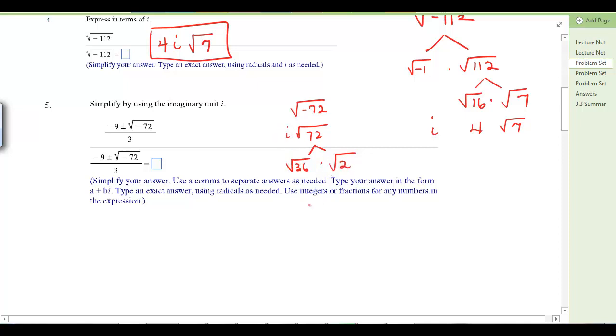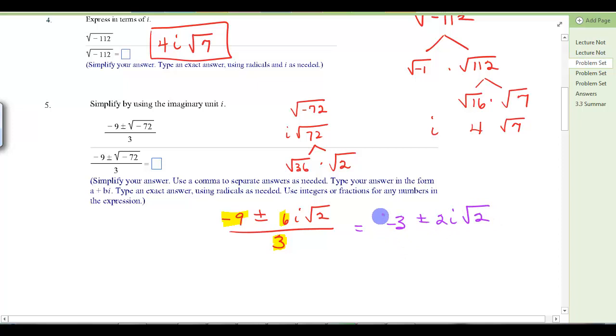Okay, so let's see, we've got -9 plus or minus 6i square roots of 2 over 3. Now we need to recognize that 3 can go into all of these. You want to make sure that if you're going to do any canceling that it works for everything. Okay? So what I'm left with is negative 3 plus or minus 2i square roots of 2.